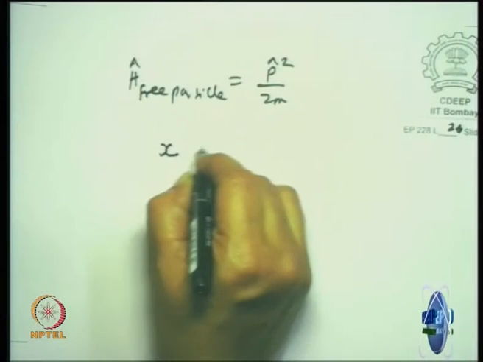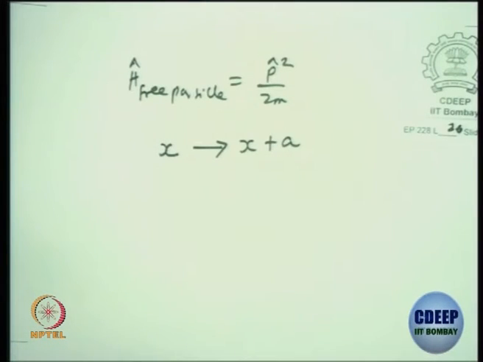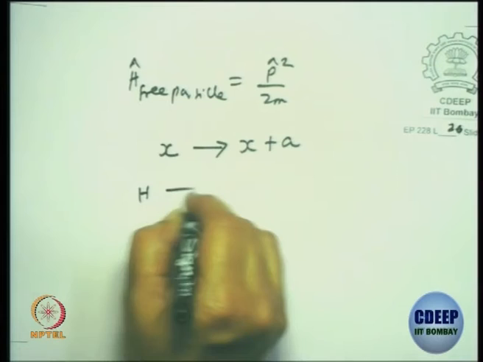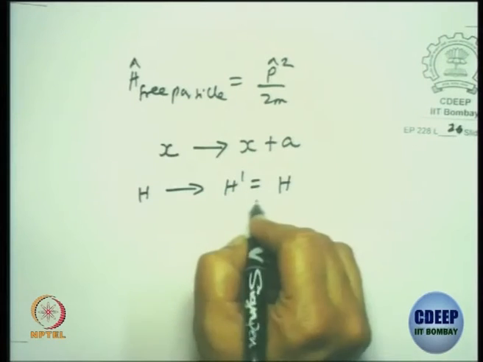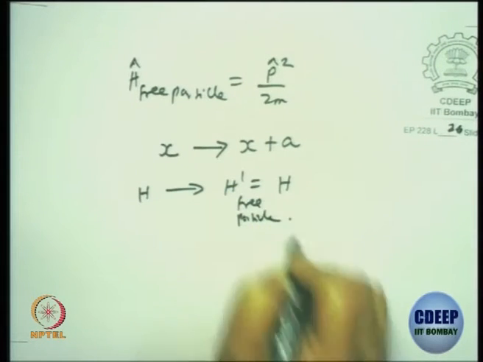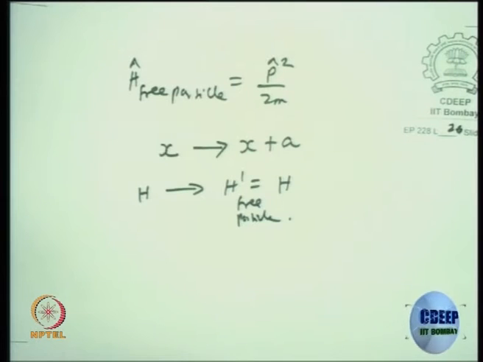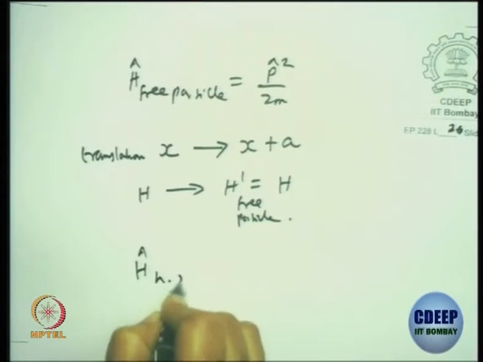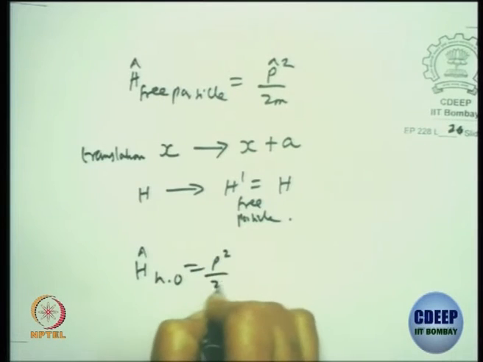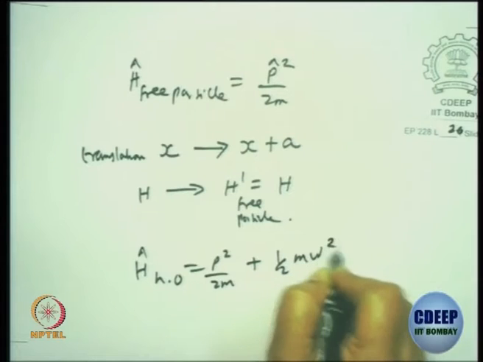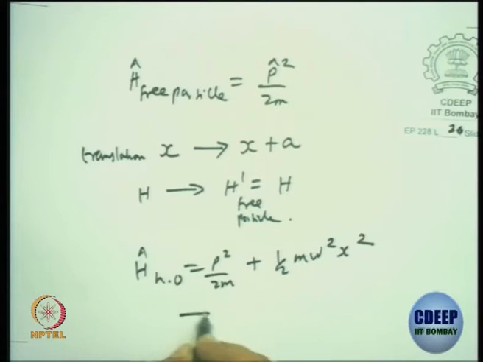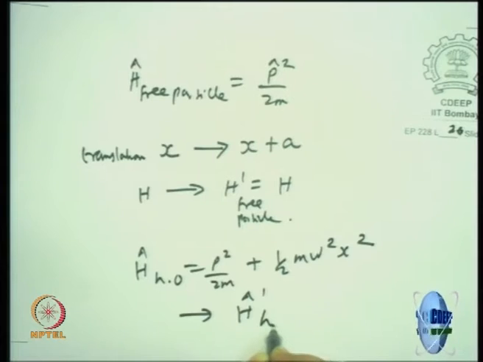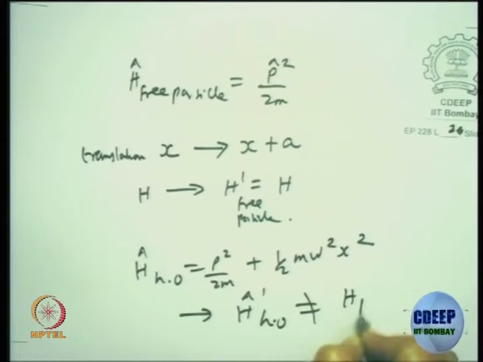So, if you take the known data, the free particle is p squared over 2m. In quantum mechanics, classical mechanics, if you do this transformation in one dimension as x going to x plus a, H goes to H prime, which is H for the free particle. You all agree? Translation. If you take the harmonic oscillator, which is p squared over 2m plus half m omega squared x squared, that goes to H prime for the harmonic oscillator, which is not equal to H.